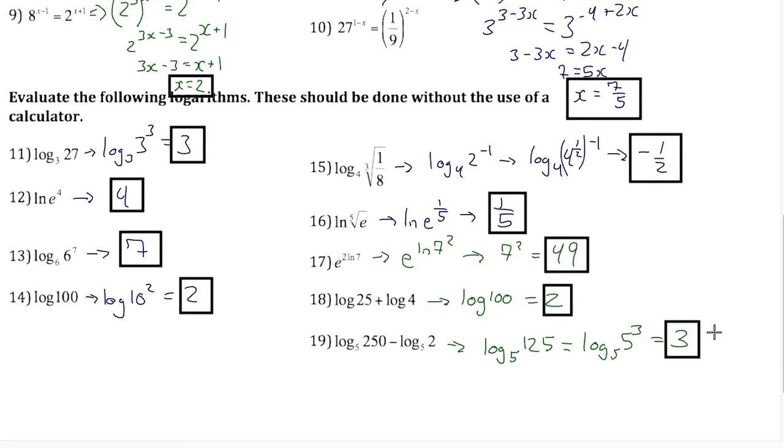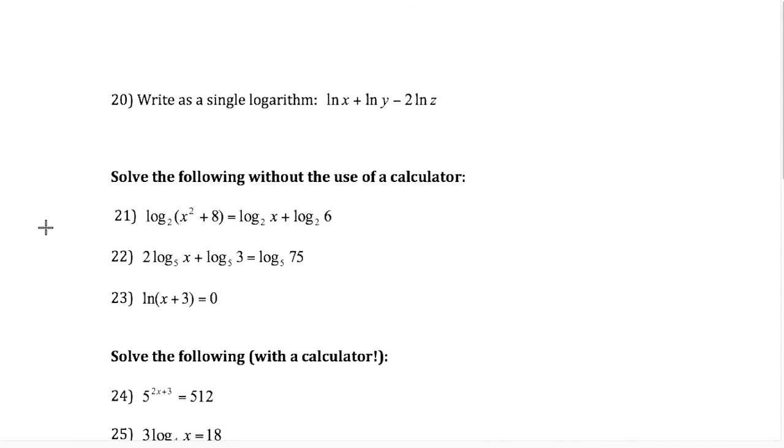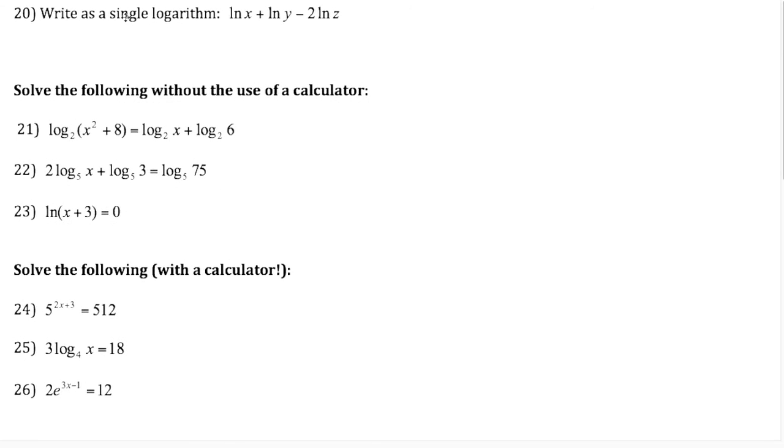Okay, so a bunch of good little problems there. And the next page, not too bad. If we look here, write as a single log, these are your condensing properties. So when we condense and expand, there are 3 properties: product, quotient, and power. Make sure you know all of them.